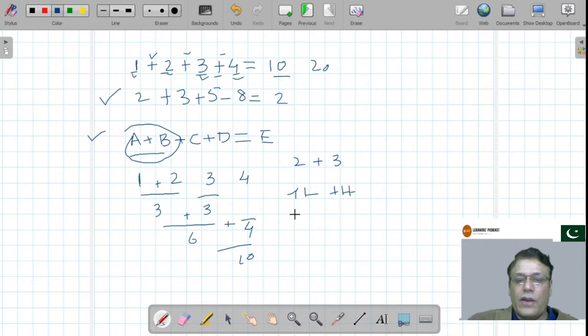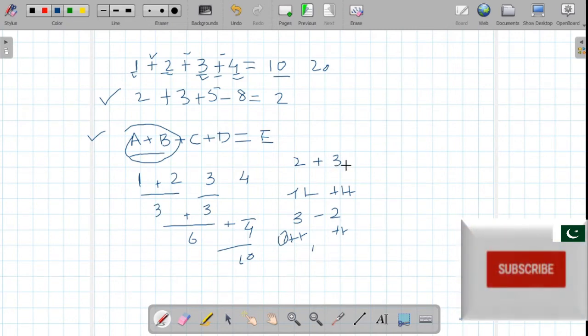And if we have to subtract these two numbers, 3 minus 2, what do we do? We draw three lines, and we draw two lines, and we subtract these two lines, and whatever is left, we say it is 1. This is the basic methodology.